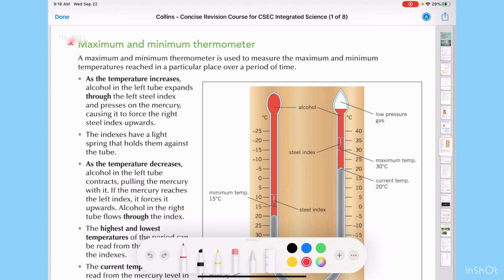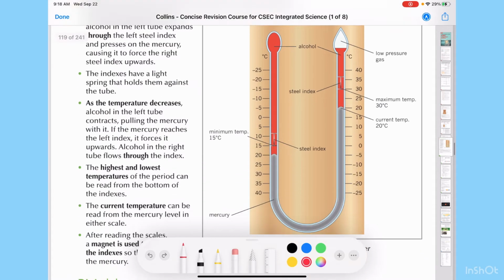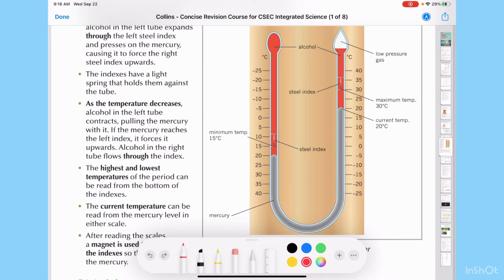The maximum and minimum temperature thermometer, it is basically used to tell you the minimum temperature reached and the maximum temperature reached over a particular period of time for a specific place. Right? So this reading here is going to give you the maximum temperature reached, whereas this reading here is going to give you the minimum temperature reached. If you want to get the current temperature, you have to read the mercury scale.